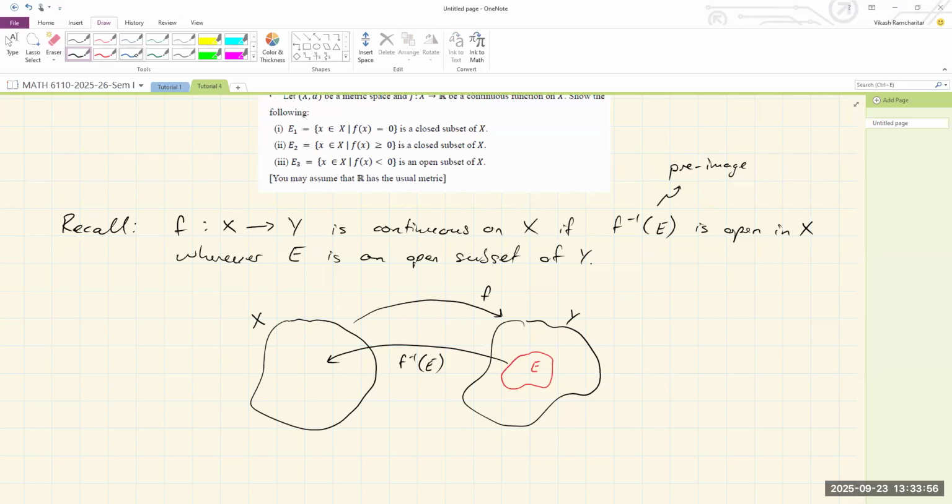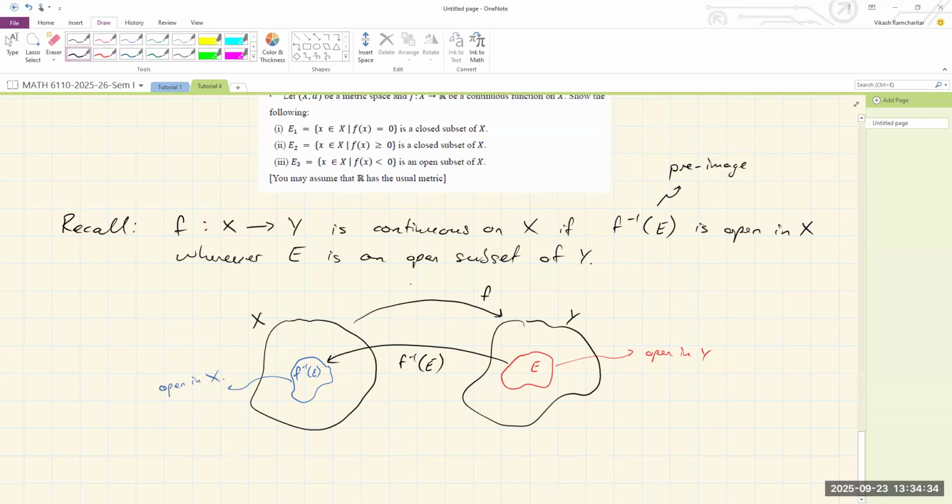Then the pre-image of E is this set here, and this is f pre-image of E. So when E is open in Y, this will be open in X. Okay, so it pulls back the open sets of Y into open sets in X.